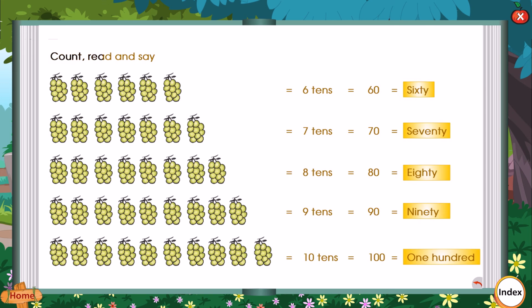Count, read and say. 6 tenths is equal to 60. 7 tenths is equal to 70. 8 tenths is equal to 80. 9 tenths is equal to 90. 10 tenths is equal to 100.